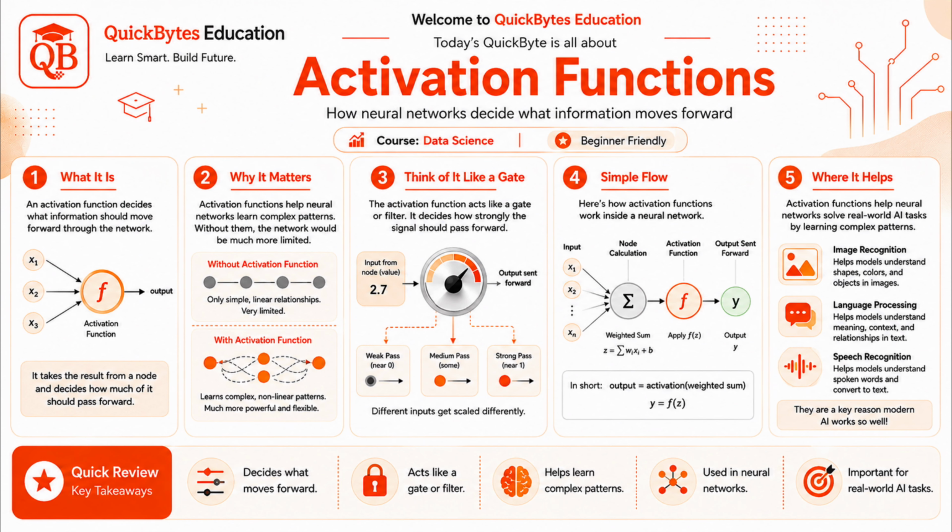Another important part is the activation function. An activation function helps decide what information should move forward through the network. It also helps neural networks learn more complex patterns. Without activation functions, the network would be much more limited. You can think of an activation function like a gate. It takes the result from a node and decides how strongly that result should pass forward. This is one reason neural networks can handle complex tasks like image recognition, language processing, and speech recognition.